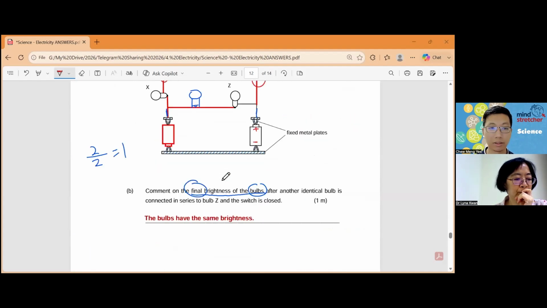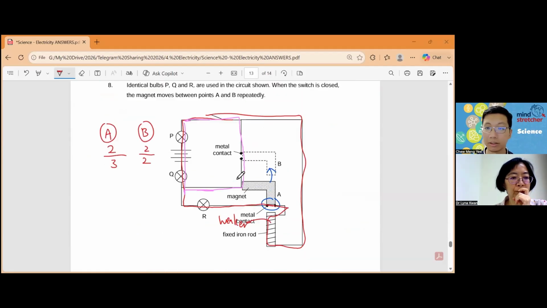8A, wait, 8A, yes, 8A. If you want to look at the diagram, or the answer, okay, let me zoom out later. Hope you all can see.